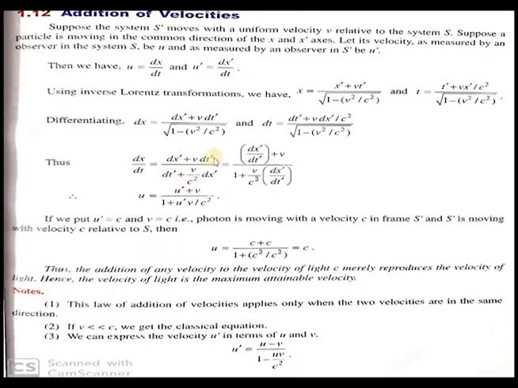Now to avoid these dt prime terms and to make it in terms of velocity, you divide the numerator and denominator of this equation by dt prime. So you will get dx prime by dt prime plus v into dt prime by dt prime, which is 1. Similarly, dt prime by dt prime is 1, and v by c square into dx prime by dt prime. So dx prime by dt prime is u prime. So u is equal to u prime plus v divided by 1 plus u prime v by c square.